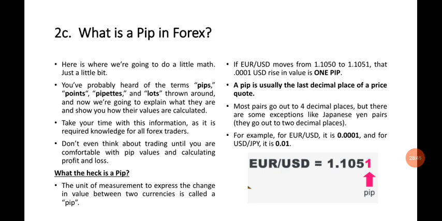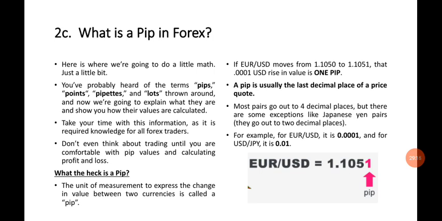What the heck is a pip? The unit of measurement to express the change in value between two currencies is called a pip. If Euro US dollar moves from 1.1050 to 1.1051, that 0.0001 US dollar rise is valued as 1 pip. A pip is usually the last decimal place of a price quote.